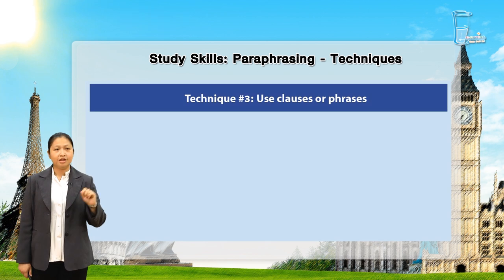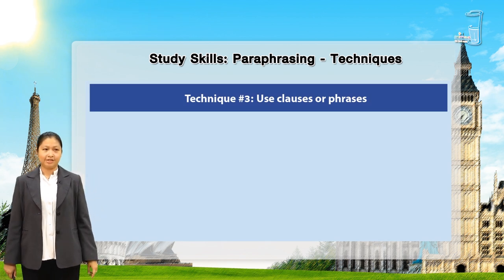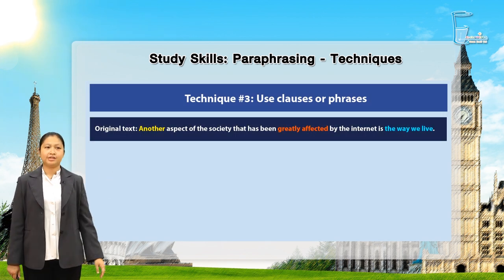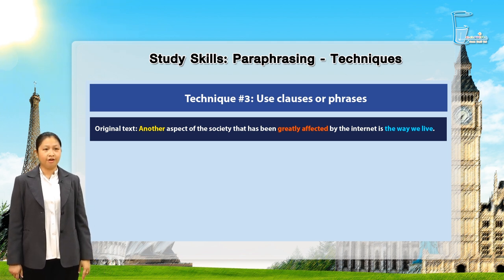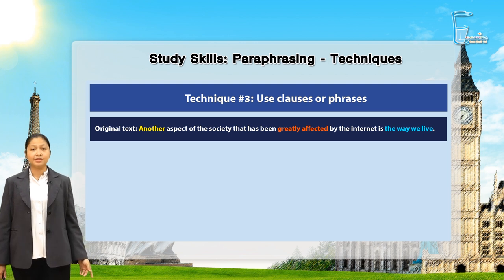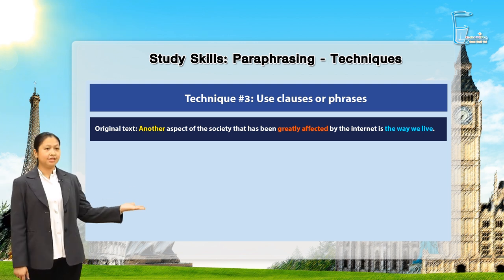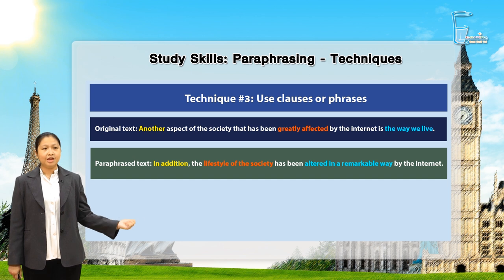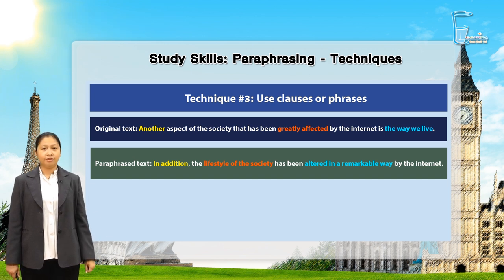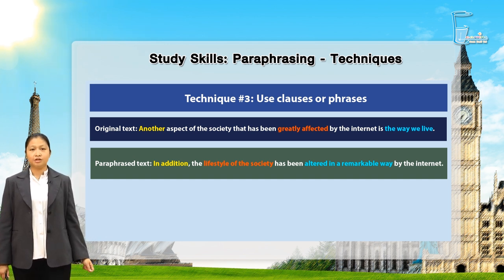Technique number 3, use clauses or phrases. Look at the original text: "Another aspect of the society that has been greatly affected by the internet is the way we live." This is the paraphrased text: "In addition, the lifestyle of the society has been altered in a remarkable way by the internet."